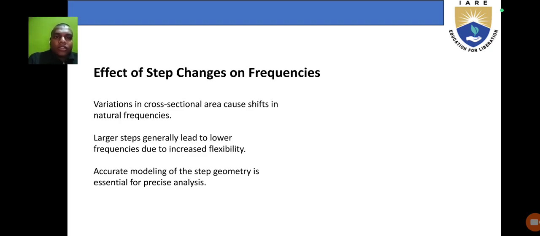Effect of step changes on frequencies. Variations in cross-sectional areas cause shifts in natural frequencies. Larger steps generally lead to lower frequencies due to increased flexibility. Accurate modeling of step geometry is essential for precise analysis.